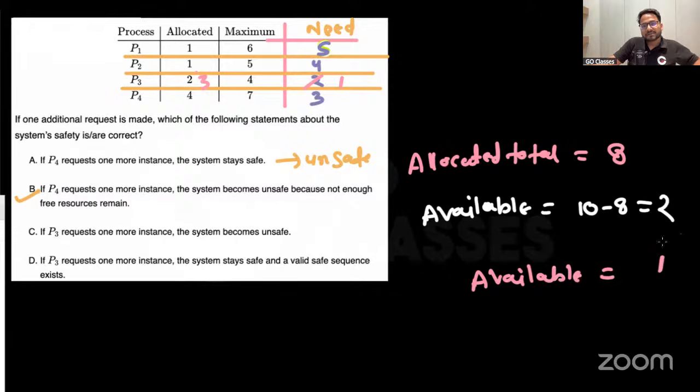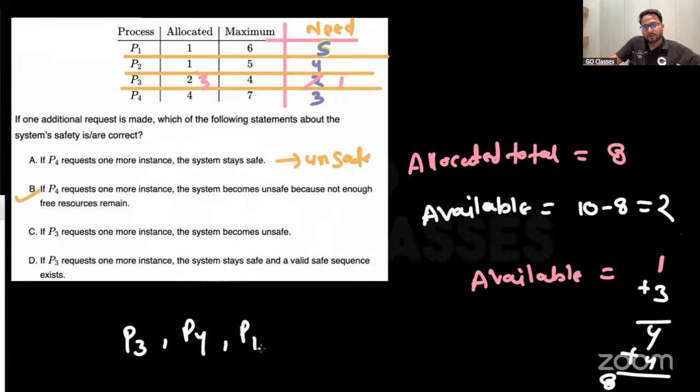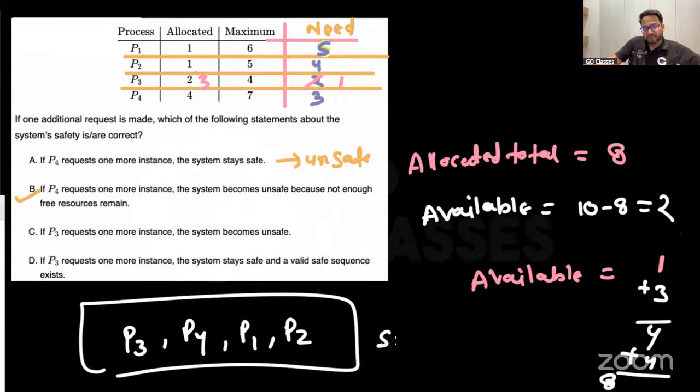Now tell me, in that case, can you fulfill at least one process request? Yes, you can fulfill P3, right? Once P3 is fulfilled, allocated is three, so total available will be four. Now with this four, can you fulfill at least one? I think you can fulfill P4 or P2. Let's fulfill P4. If you fulfill P4, then allocated is 4, so the new available is 8. With 8 you can fulfill anything, right? You can fulfill this or this, and then you get some sequence, maybe P1 or P2, doesn't matter, right? So this is the safe state.